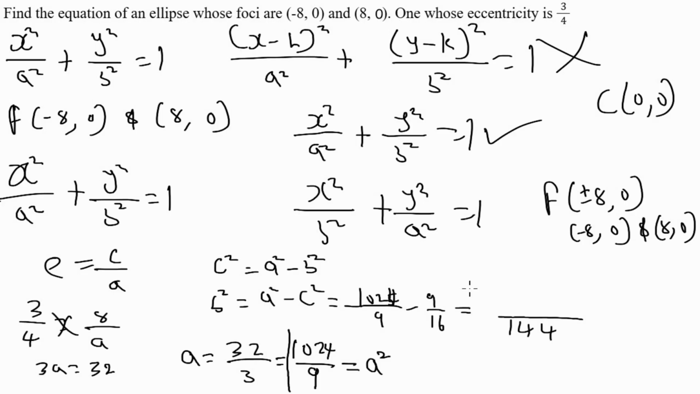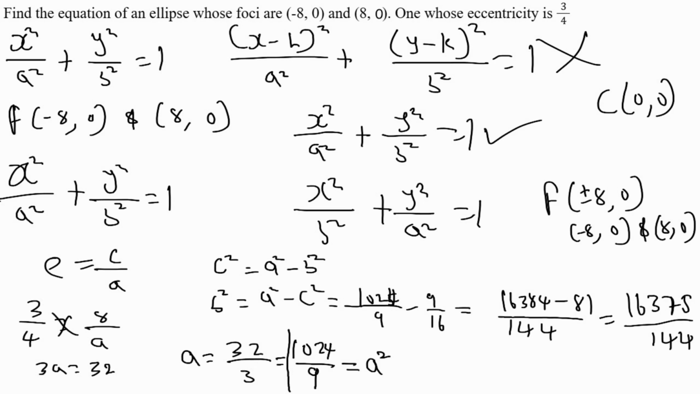16 times 1024. 16 times 1024 is 16,384. Then minus, 16 into 144 is 9, and 9 times 9 is 81. So 16,384 minus 9 is 16,375 over 144. So that's B squared.